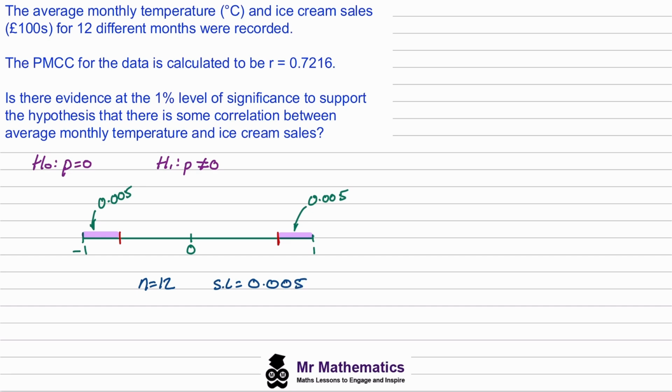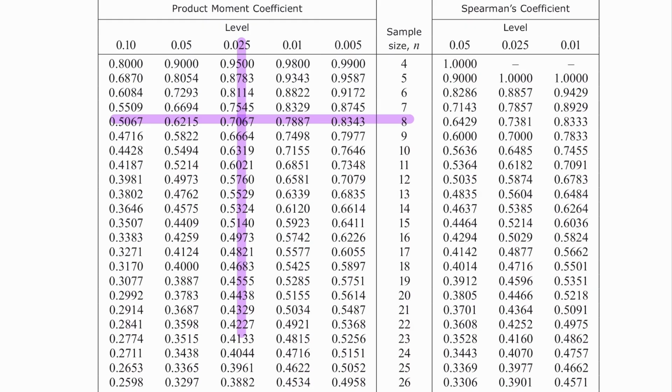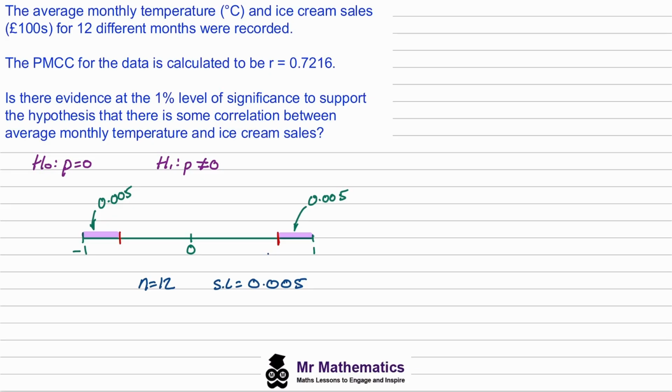So if we go back to our tables, we've got the significance level and the sample size. So we have a critical value of 0.7079. Now this could be positive or negative. So if we go back to our notebook, on the positive side, it'll be 0.7079. If it's negatively correlated, negative 0.7079.